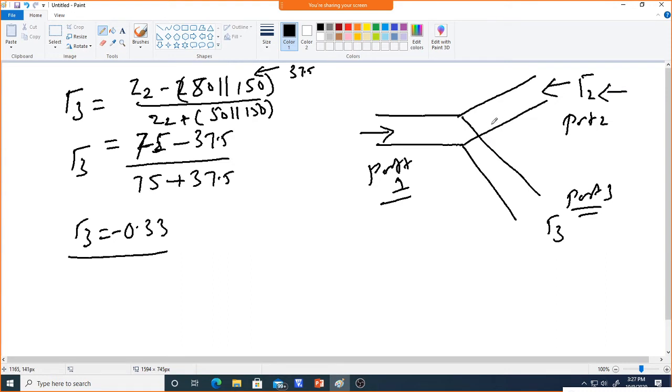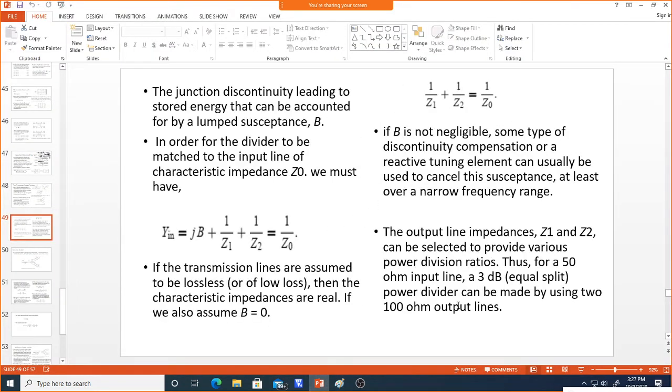So instead of this T junction power divider, we go for the resistive power divider. If you want an equal split, you can take port 2 and port 3 as 100 ohm, or if you divide in a 2:1 ratio, you can have Z1 and Z2 with different impedances.